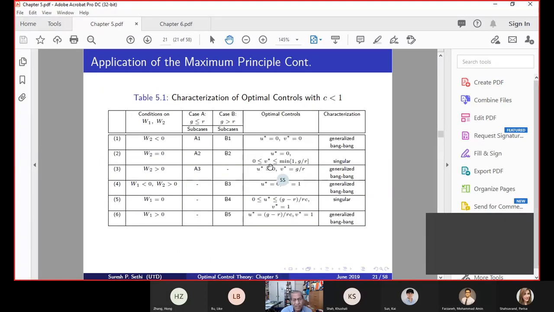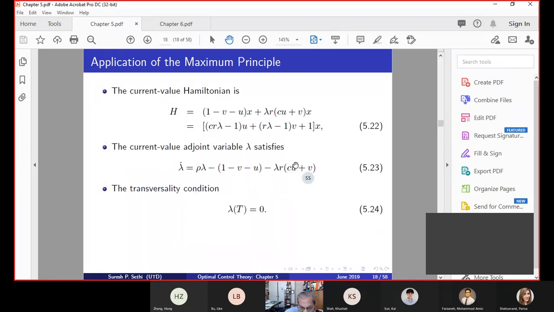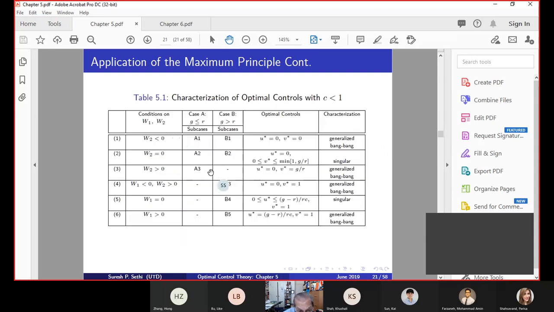So we have solved the Hamiltonian maximization problem. We have not solved the optimal control problem. But the optimal control problem has a lambda, which is changing. So when you change U and V, and the terminal condition of lambda is 0, this becomes a differential equation, which will give me the value of lambda when I solve it. And when I get a value of lambda, that will give me the value of W1 and W2. And when I get W1 and W2, I go to this table and I find out the control at that time t.